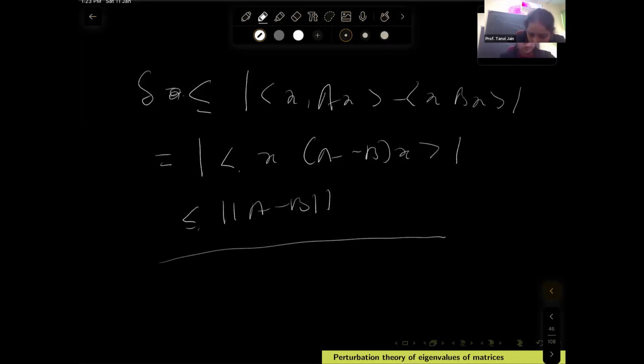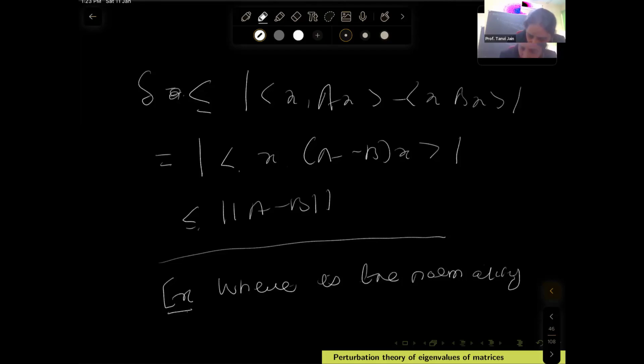So again, an exercise for students: where is the normality? Where is the fact that A and B are normal matrices used in this proof?